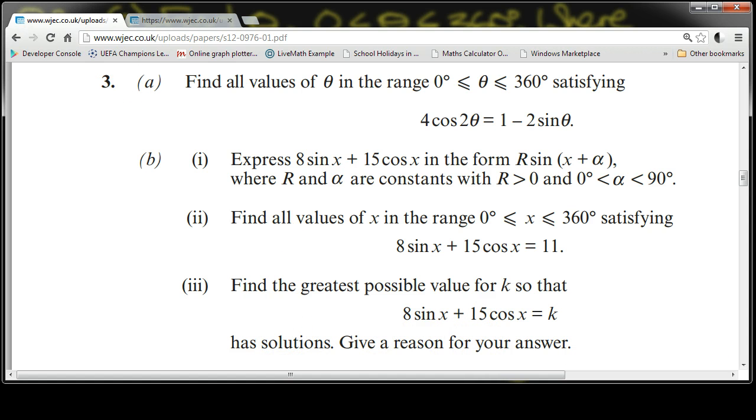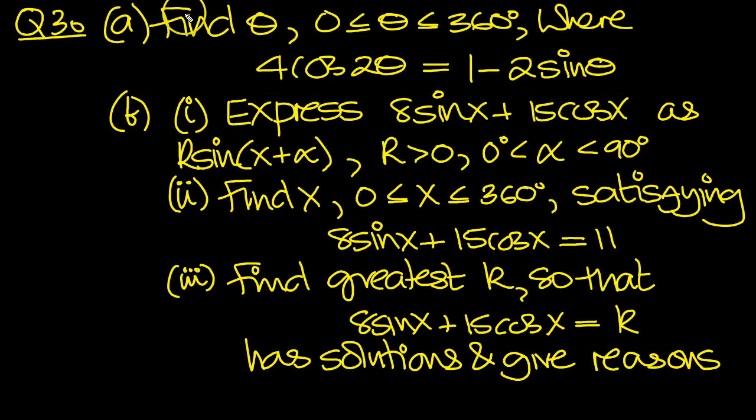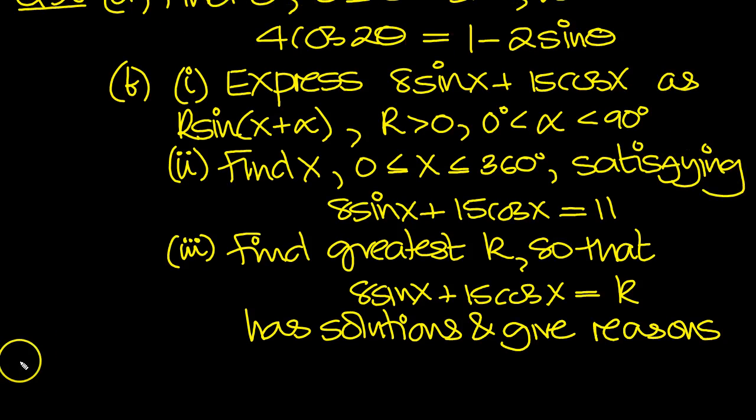Okay, so let's have a look at this question then. I've got the summary of it here. So we need to solve this trig equation first in part A. So here we can use a double angle formula. We're solving between 0 and 360, of course. Cos 2 theta is 2 cos squared minus 1, isn't it?